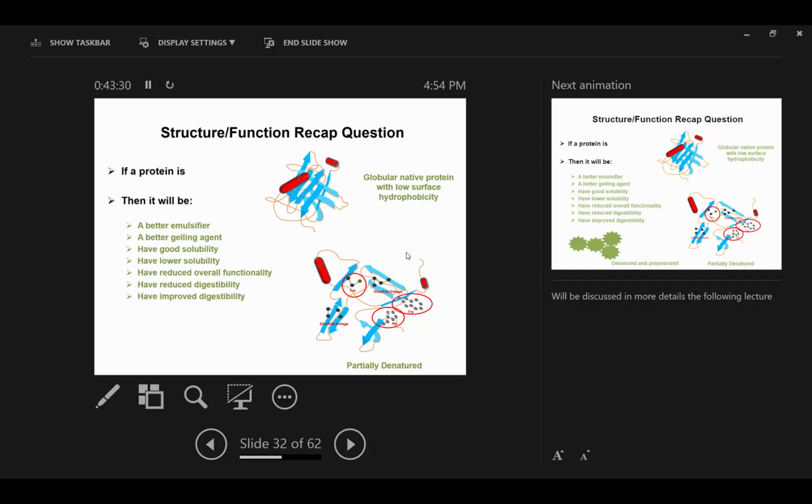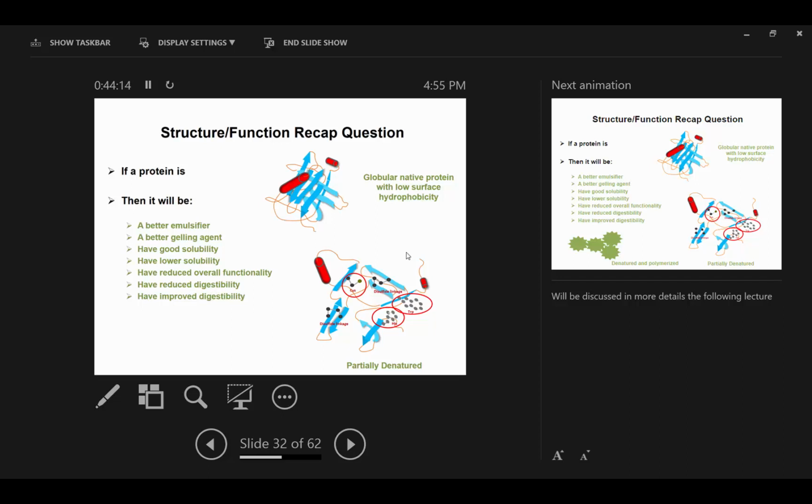Lower solubility than the native, because now you have hydrophobic groups exposed and cysteine groups exposed, so you can form hydrophobic interactions, and you can form disulfide linkages. What else? What do we need to form a thermally induced gel? What needs to happen to the protein to form a thermally induced gel? When you denature the protein, with heat at a constant rate, you can form a gel. So you will have a better gelling agent.